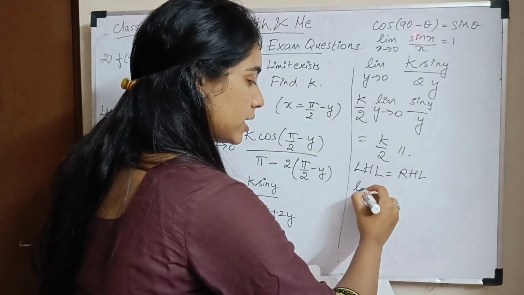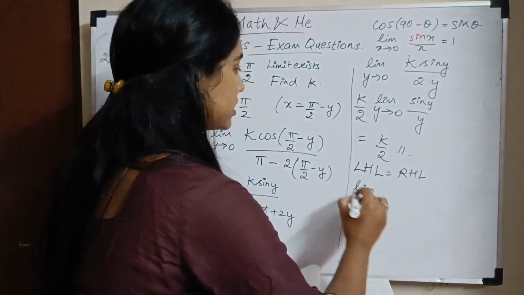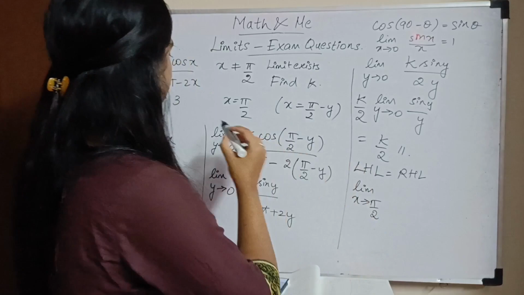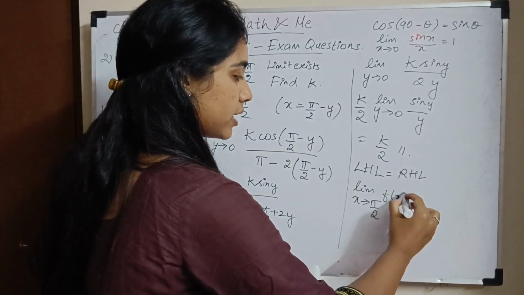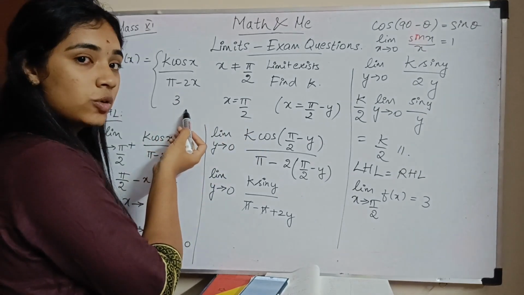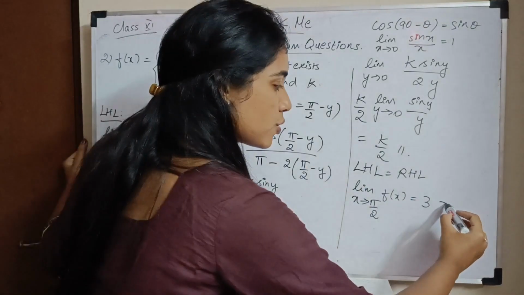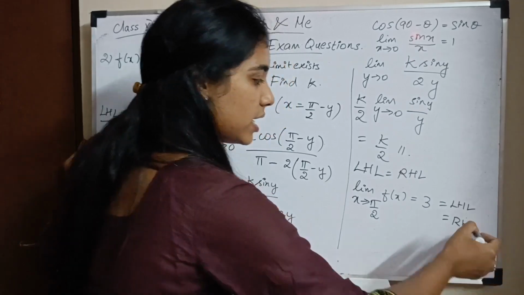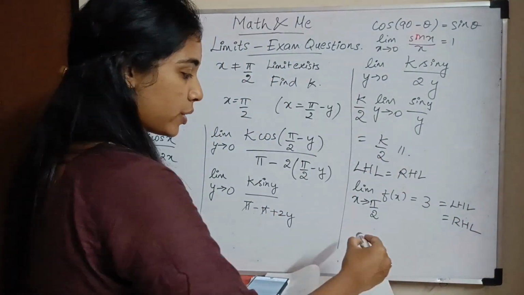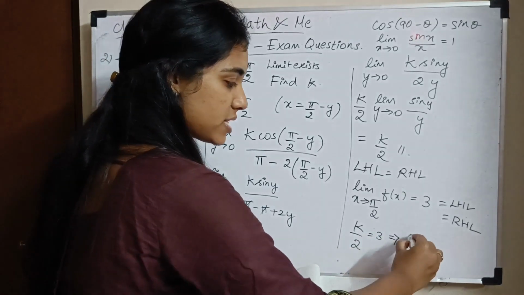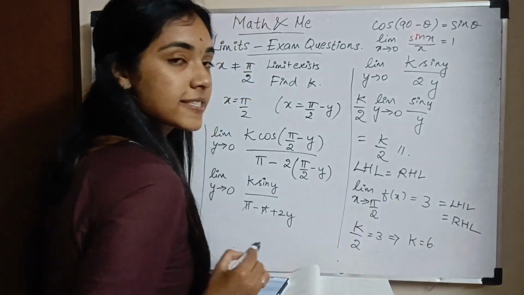So what does that mean? Limit x tends to pi by 2 of f of x is equal to 3. Correct? At x is equal to pi by 2, what is the value? It is 3, which is also the left hand limit, which is also the right hand limit. So if we equate all of this, what happens? You get k by 2 is equal to 3, which means k is equal to 6.